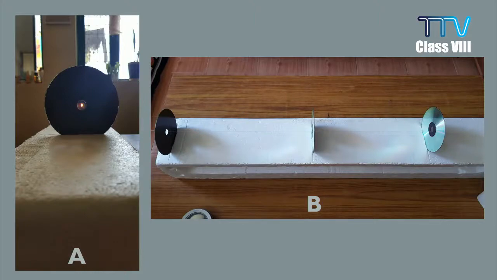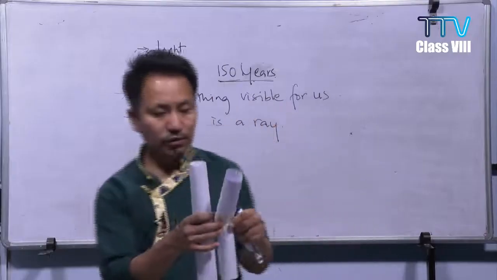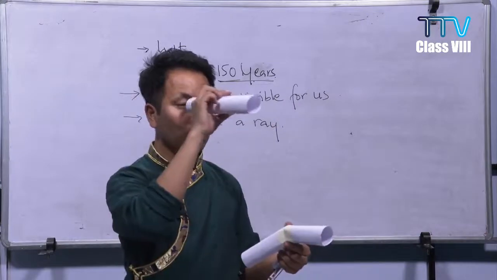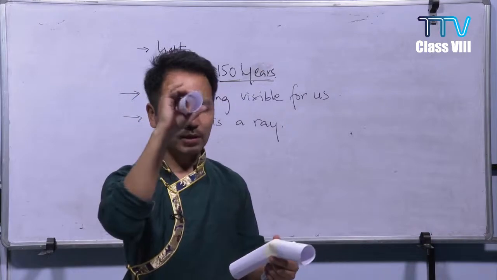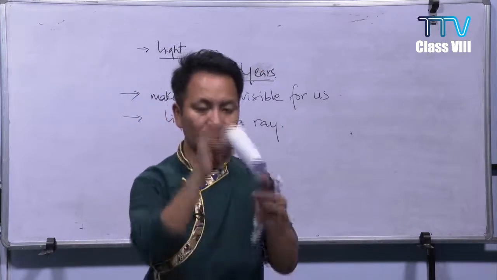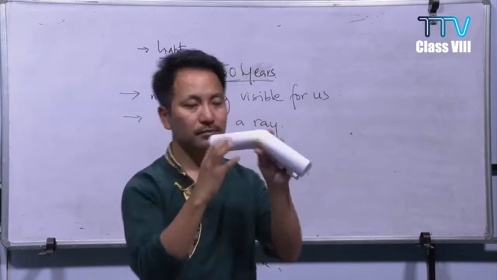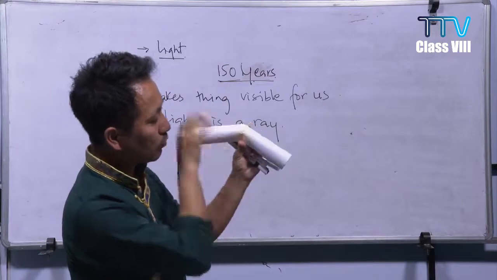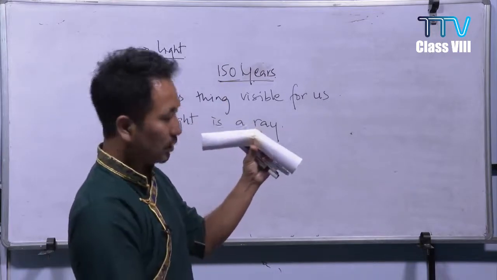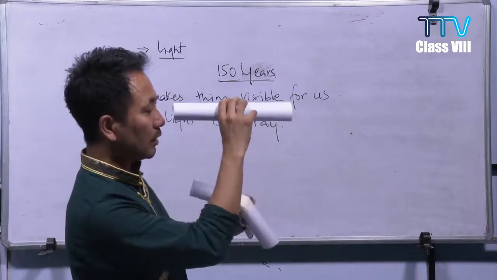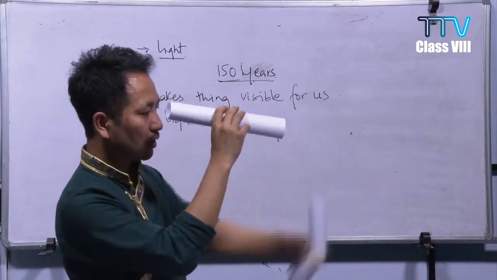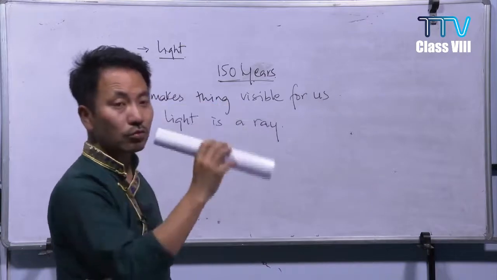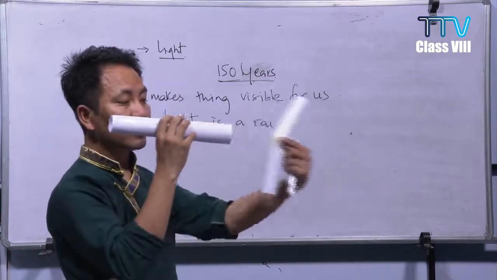I can't see anything because it's bent. So which means I can see anything on the opposite side. That's because light travels in a straight line.